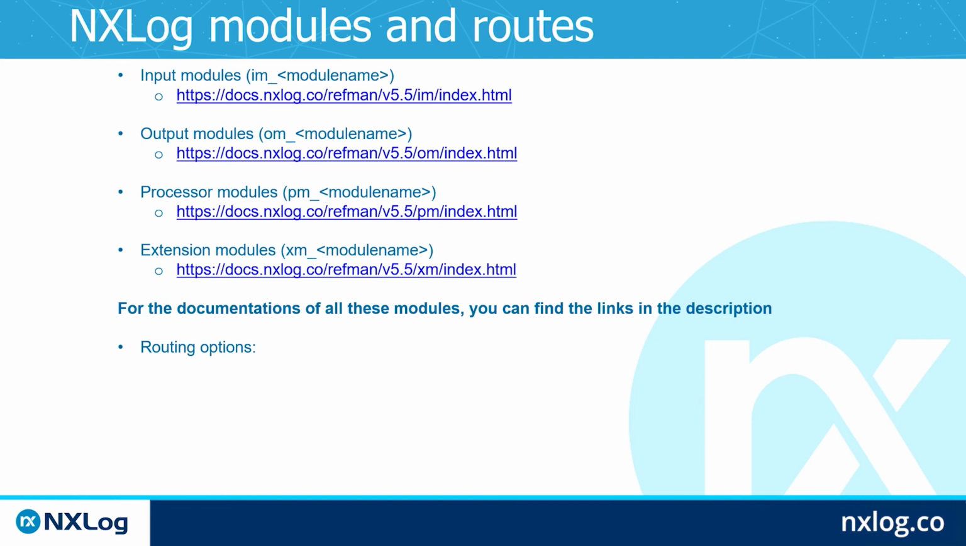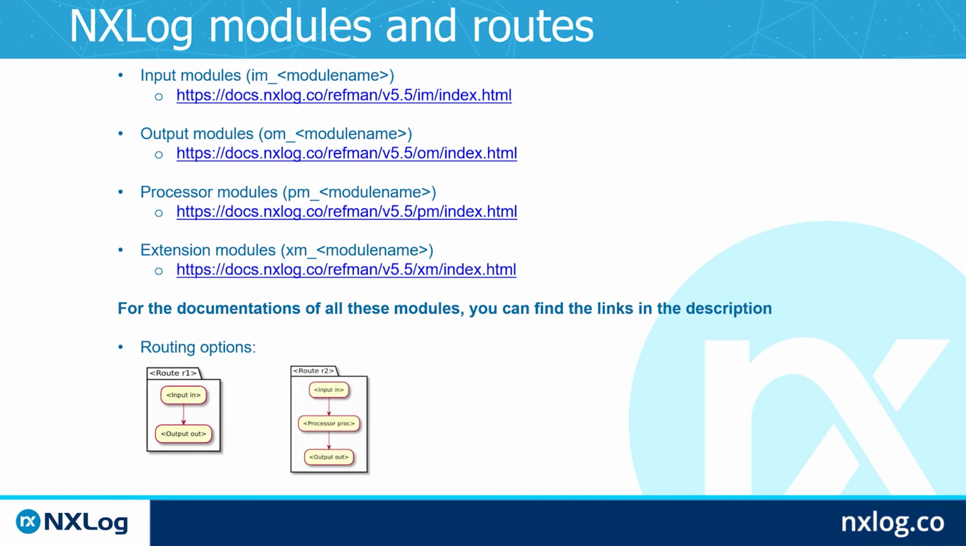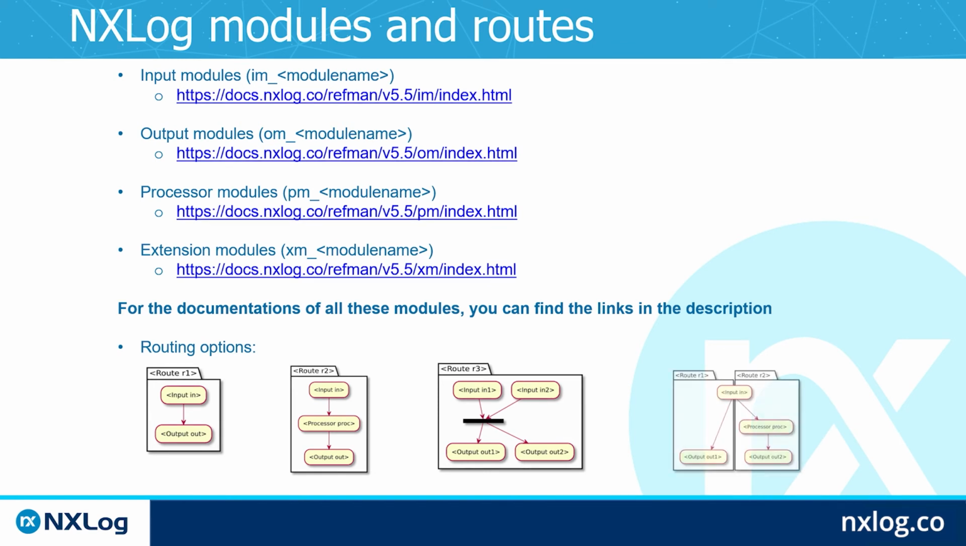Routing is the part of configuration where you can connect the modules together. There are simple routes which connect one input to one output. You can put a processor module in between, and the list of options is really endless. You can mirror the same traffic to send everything to two destinations. You can sort messages from inputs and send them to different destinations based on your criteria.